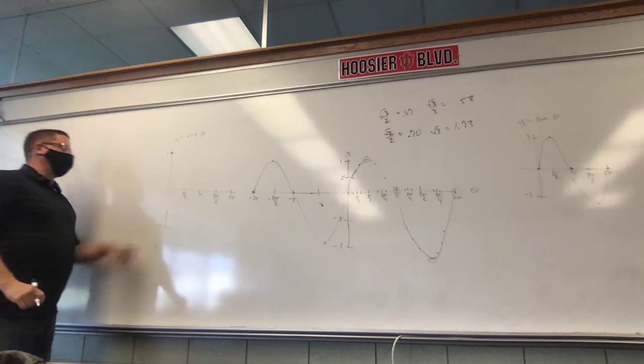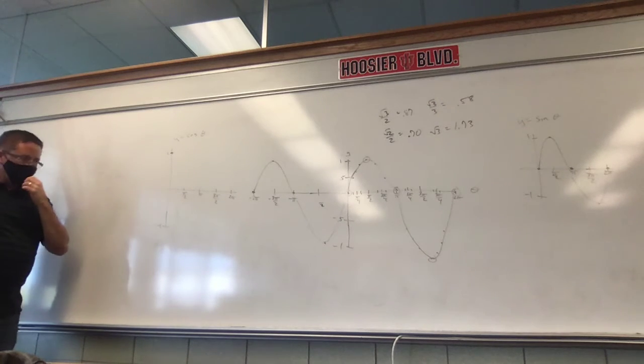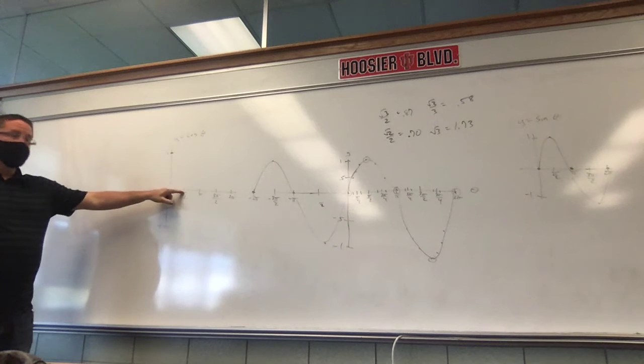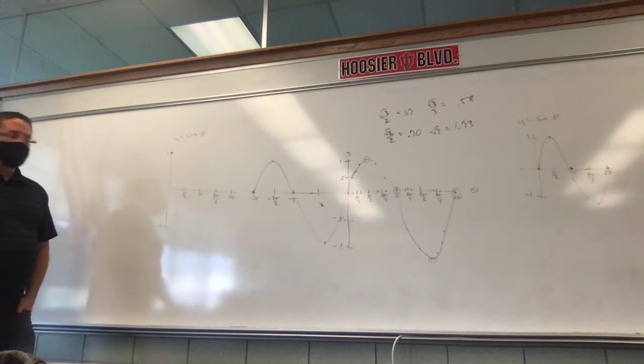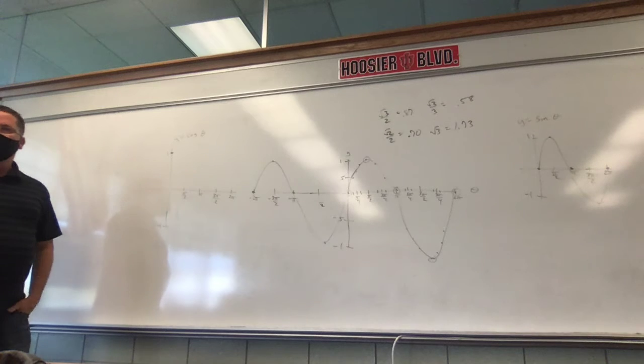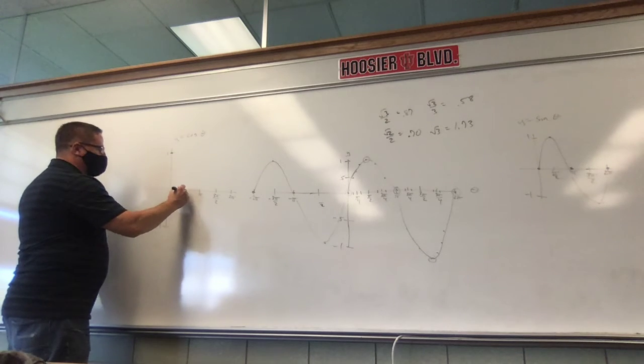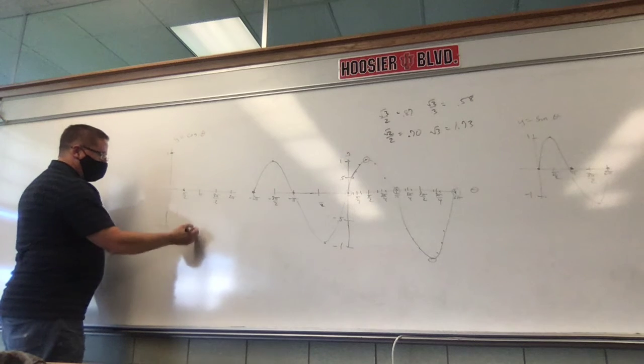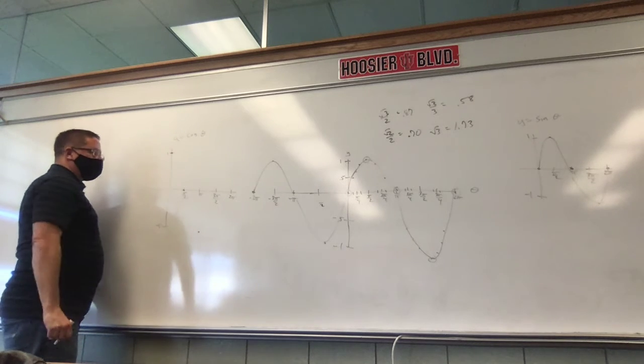Okay. What's the cosine at pi over 2? What's that? No, pi over 2. It's 0. We're not doing all the points this time. We're gonna hit the main ones. What's the cosine at pi? -1. What's the cosine of 3 pi over 2?